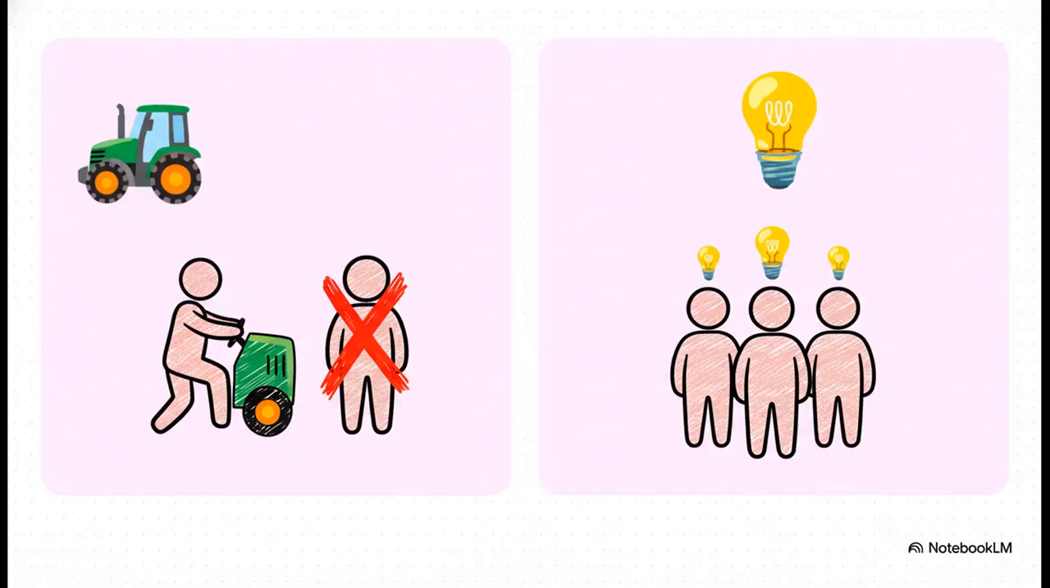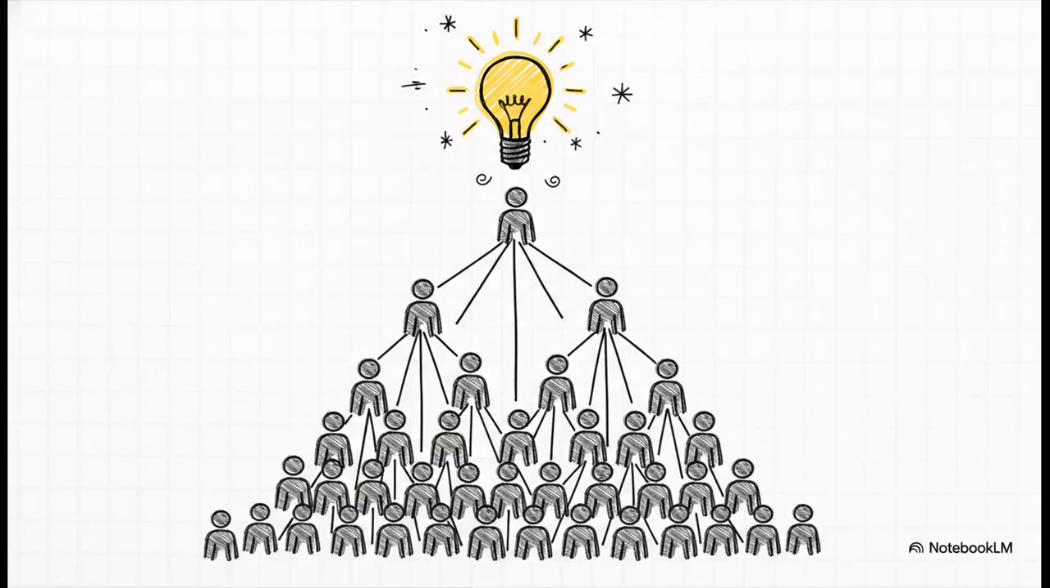Now, to really get this, you have to understand a fundamental difference between two types of things in the world. On one hand, you've got what we call rival goods, like a tractor. It's simple. If I'm using it, you can't. It's a one-person-at-a-time deal. But then, you have non-rival goods. Think about the design for a new airplane wing or a line of software code. You and I can both use that exact same idea at the exact same time, and it never, ever runs out. And that right there is the magic bullet.